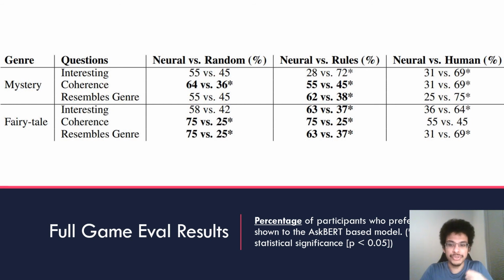What you're looking at is the percentage of participants who preferred the Aspert model as opposed to any of the baselines. What we're seeing is that in the mystery genre, the neural approach is generally preferred by a greater percentage of participants than the rules or random. And the human-made game outperforms both of them. A significant exception to this is that participants thought that the rules-based game was more interesting than the neural game. The trends in the fairy tale genre are somewhat similar, with a few notable deviations, in that in this case, the neural-based game far outperforms both the random and the rules, and is in fact approaching human levels of coherence.